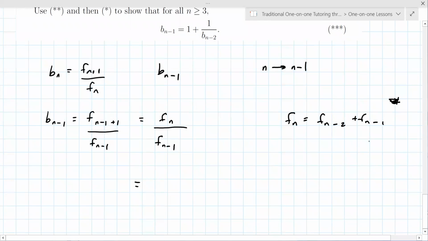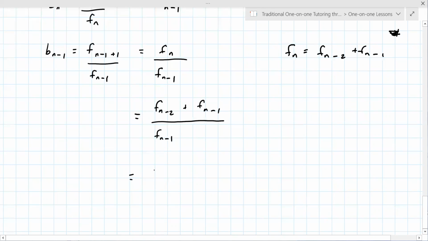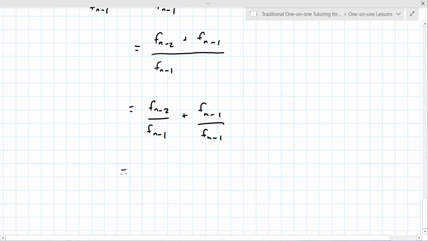So this equals, so now I'm taking this right here, Fn minus 2 plus Fn minus 1, dividing it by Fn minus 1. So again, just taking that, substituting. So now you can actually divide both of these by Fn minus 1. So on the right, it goes to 1. So that gives us the 1 that we're looking for. So this part is the 1. So it's plus Fn minus 2 over Fn minus 1.